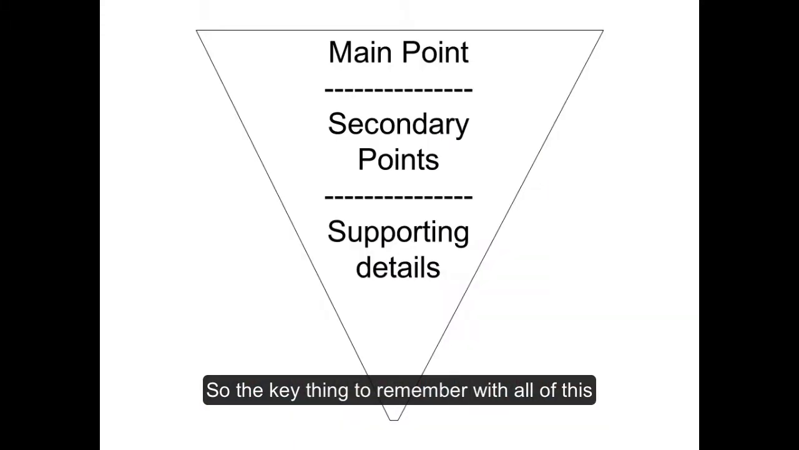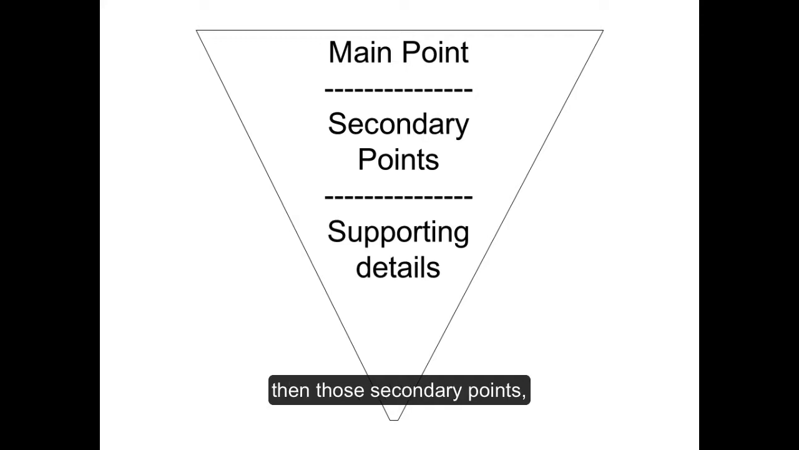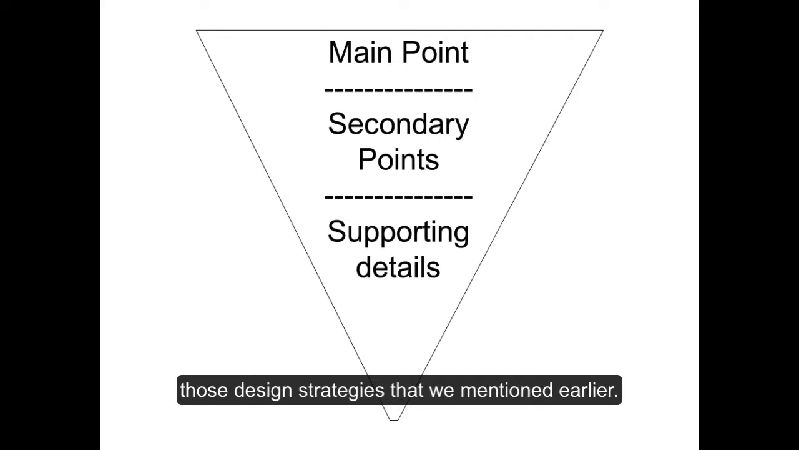So the key thing to remember with all of this is that you have to use this visual inverted pyramid to achieve your maximum potential. So looking at the main point being the most obvious, the most important message sent, then those secondary points, and then the supporting details. So also along with this, thinking of those design strategies that we mentioned earlier, the vividness, the organization, the visual data metaphor, and that simplicity of the data metaphor.